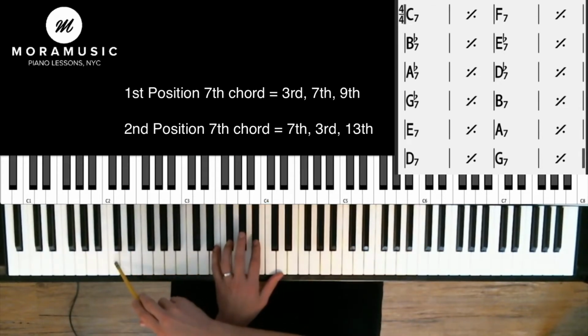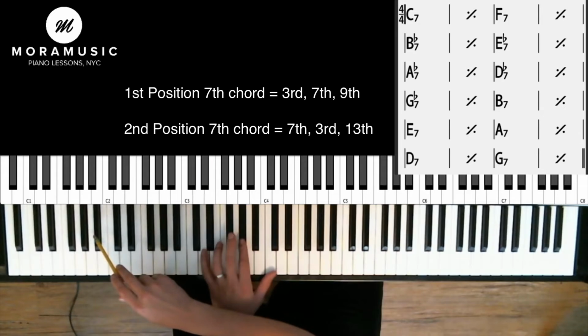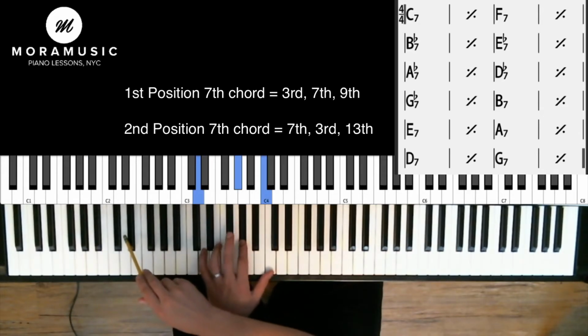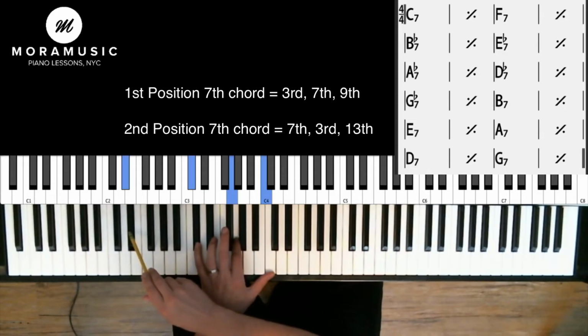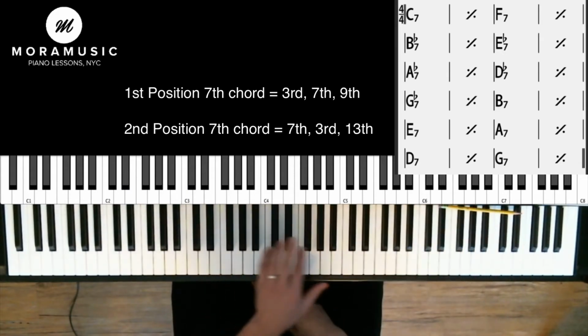So far we have our C going to F. We're going to move to a first position B flat, going to second position E flat. All right. So let's try it with some music. We're going to move down these chords.